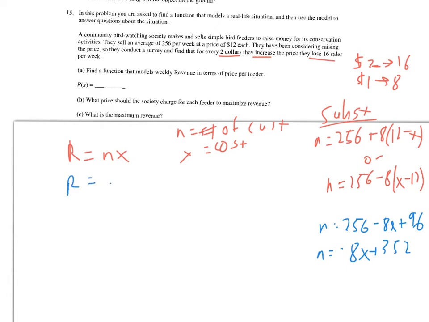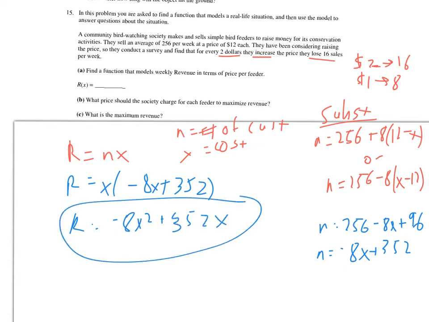So R equals x times, and I'm going to go ahead and substitute in here, negative 8x plus 352. So that would mean that R equals negative 8x squared plus 352x. So that's my answer for part A. I'm going to let you guys do 2B and C.